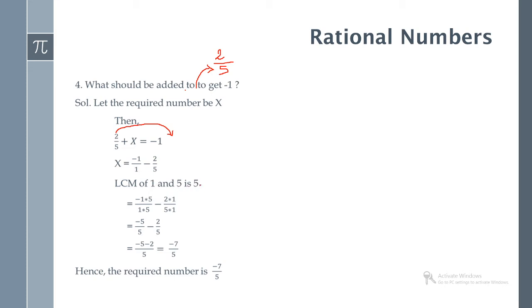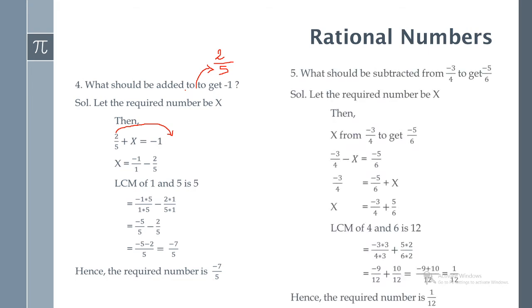The LCM of 1 and 5 is 5. Now the denominator value is 1, so into 5, into 5. The denominator value is 5, into 1, into 1. You got it, how we got this number here. So 1 into 5 is minus 5 by 5, minus 2 into 1 is 2, by 5 into 1 is 5. Now the denominator values are similar. So minus 5 minus 2 is minus 7. Hence the required number is minus 7 by 5.